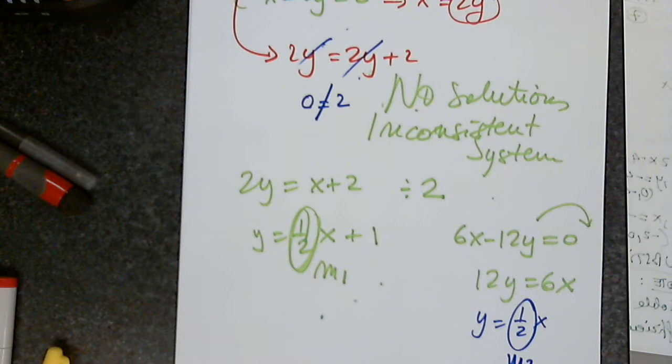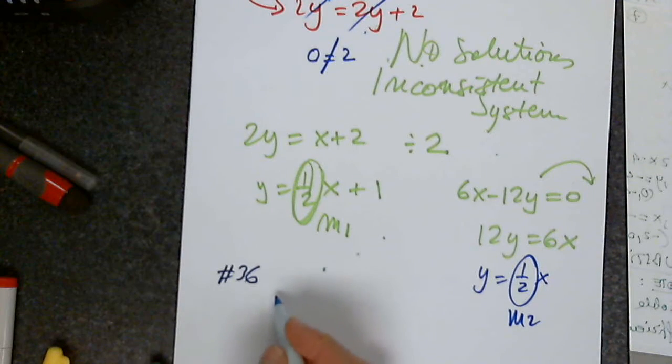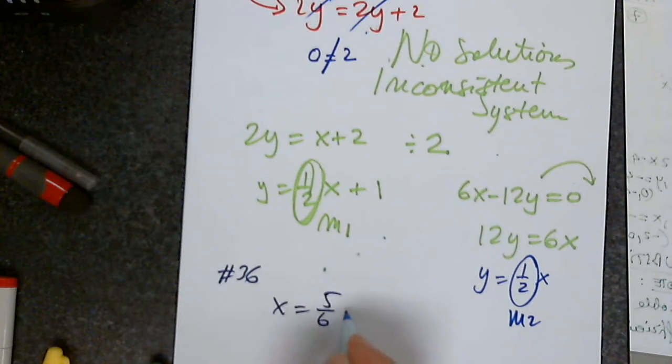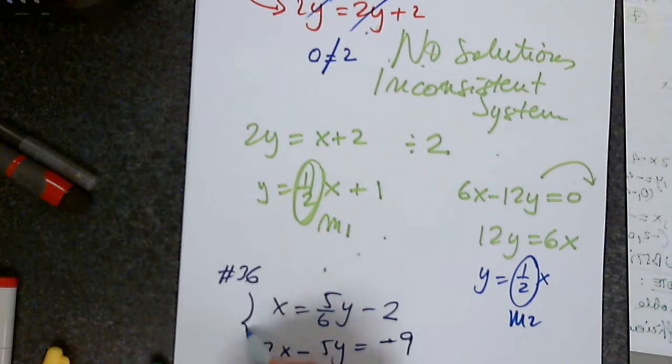Good. Let's look at a problem. Choose any problem you want. I would like to choose a problem with fractions as well, if we find anything. Would you like to choose, or I will? Okay, so let's say 36. Any questions? X equals 5/6 y minus 2, and 12x minus 5y equals -9.